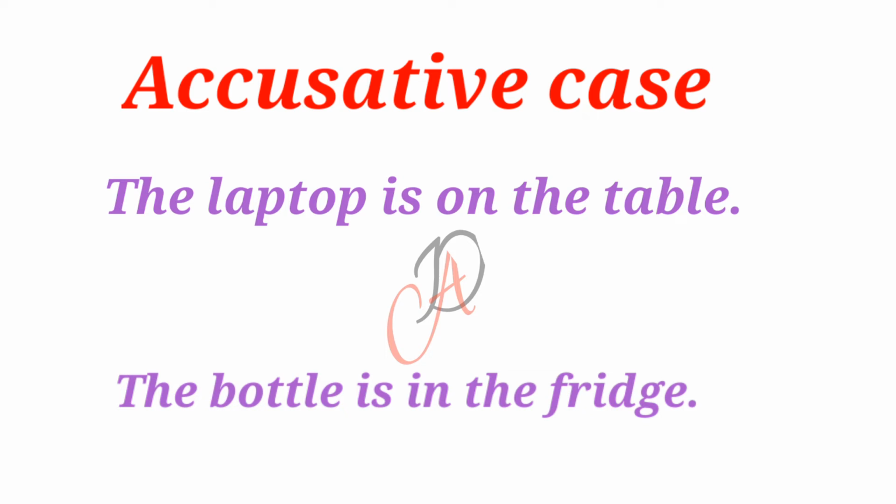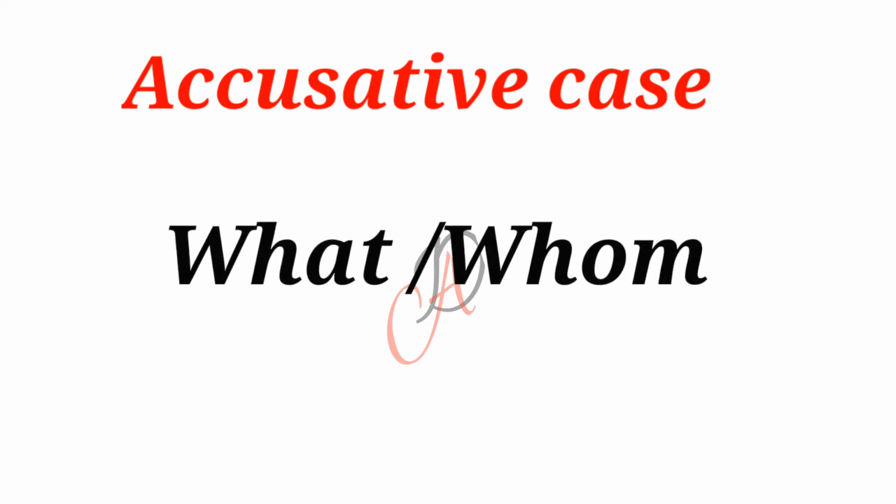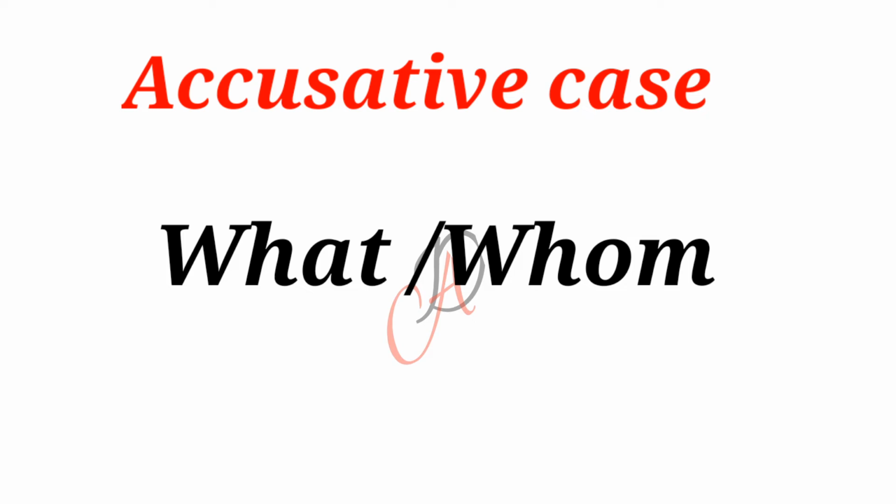Here, the table and the fridge are in the accusative case or objective case because the table is preceded by the preposition on and the fridge is preceded by the preposition in. Hence, it is termed as accusative case or objective case with the object of preposition. And before moving on to the next case, it's important to know that the words what and whom are used to find the accusative or objective case in a sentence.